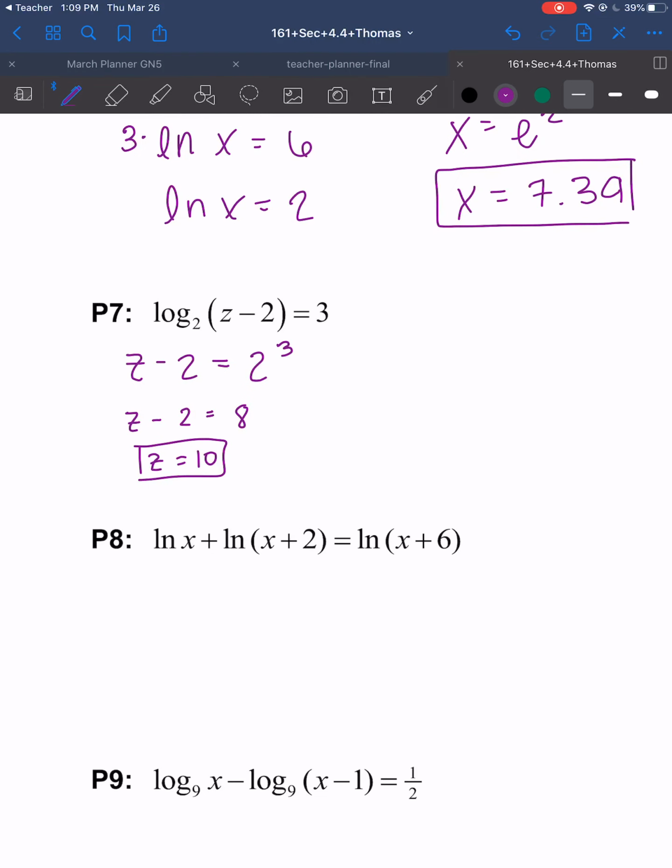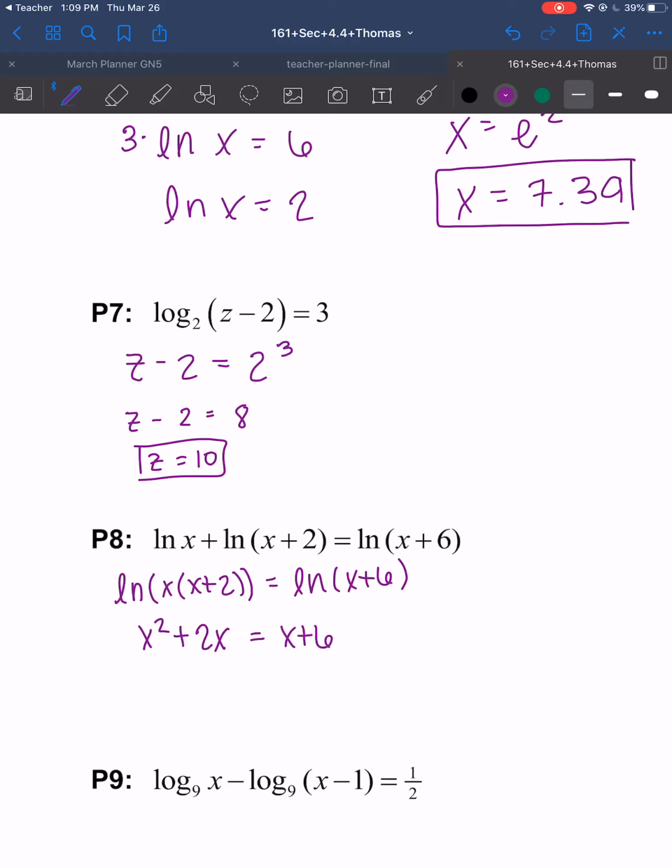And then this one, I'm going to use my properties. So since natural log of x is being added to natural log of x plus 2, I can write this as 1 natural log of x times x plus 2 equals natural log of x plus 6. Sorry, I jumped the gun a little bit. So that means I can drop the natural logs. So I have x squared plus 2x equals x plus 6.